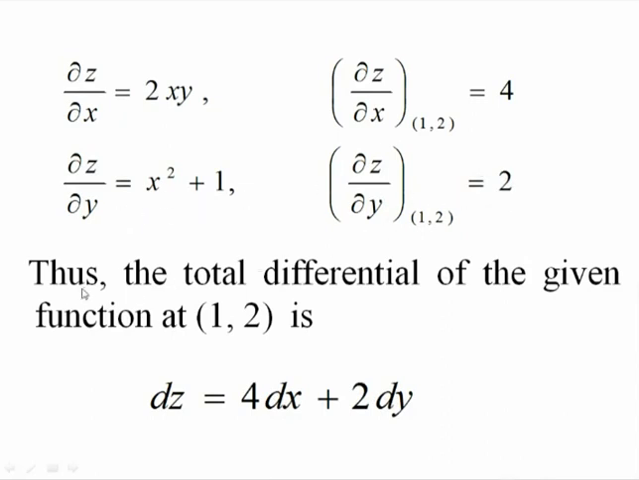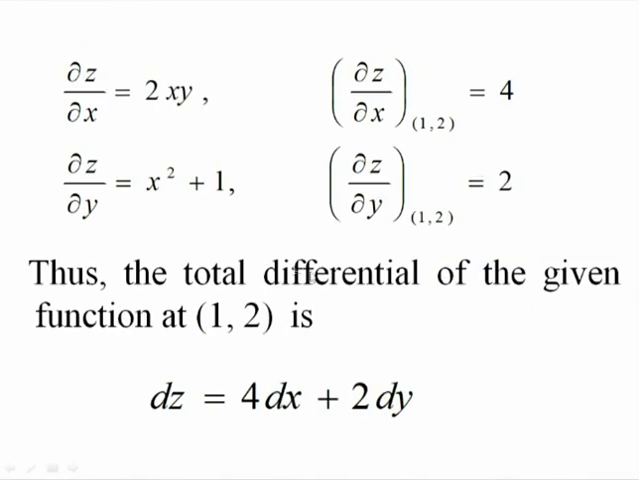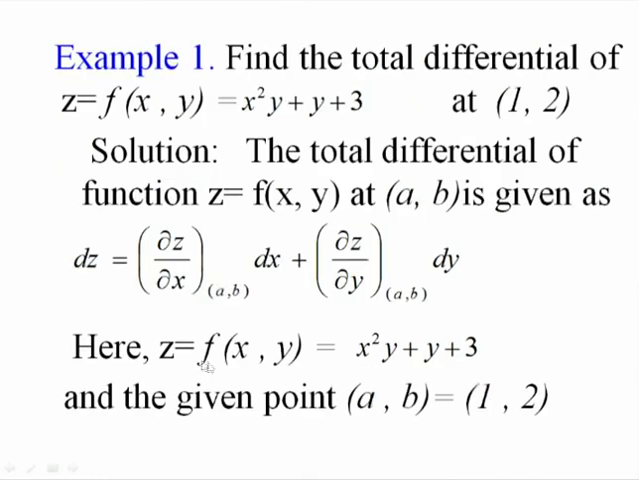Thus we substitute the value of del z by del x and del z by del y in dz, so we get dz is equal to 4 times dx plus 2 times dy. So this is the total differential of the given function z is equal to x square y plus 3.